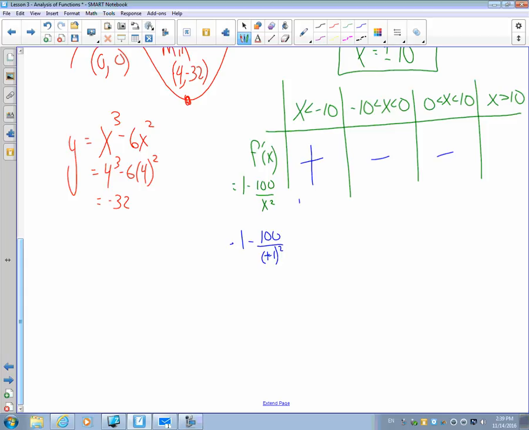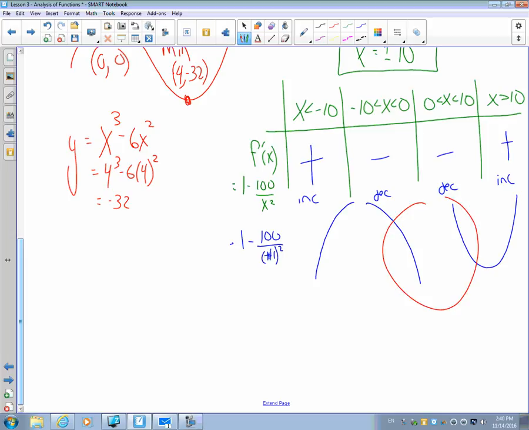And if I pick a number bigger than 10, let's pick the number 11 again, put an 11 in here, I end up with a positive. So the question asked, increasing and decreasing, I can see some of those pretty quickly. Here's an increase, here's a decrease, here's a decrease, here's an increase. And it wants us to classify our stationary points. Well, we're increasing up to negative 10, and then we're decreasing. We're decreasing, and then we're increasing. The only weird thing is, what's happening right here?